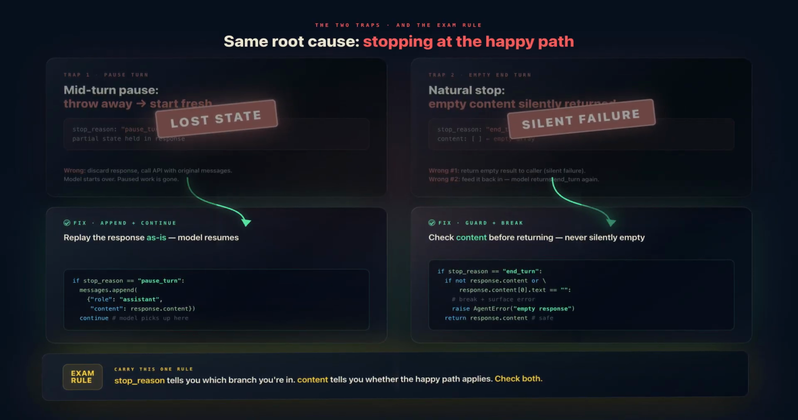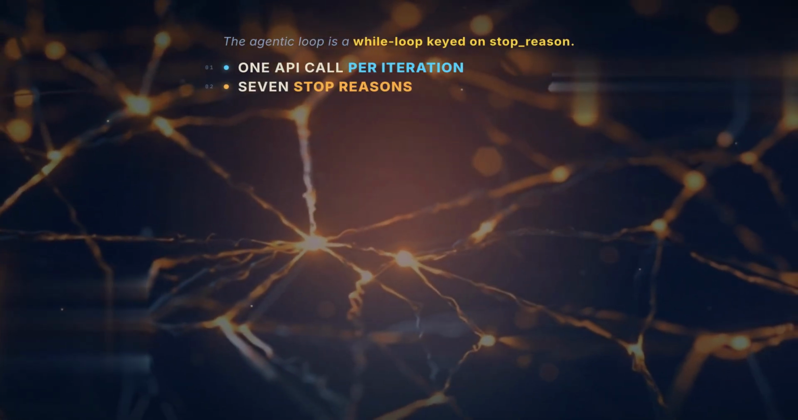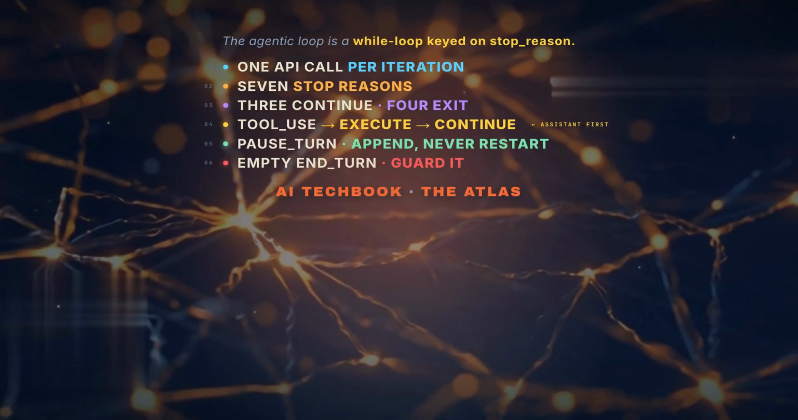So that is the whole shape of it. The agentic loop is a while loop keyed on stop reason. Get the branch right, and your agent is reliable.